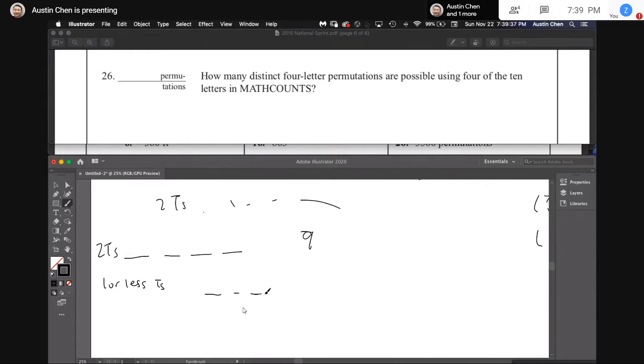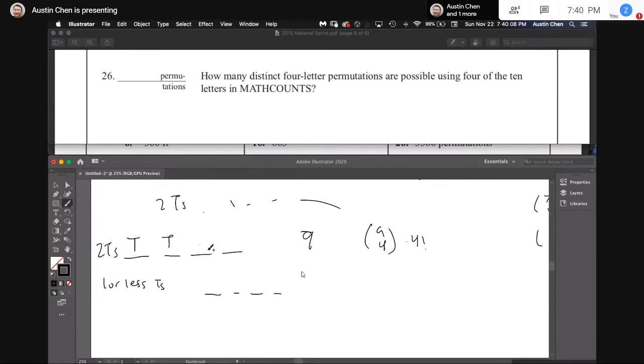Then it's just going to be 9 choose 4 to choose the 4 letters out of the 9 that you're going to use, and then you can order them in 4 factorial ways, right? So multiply that by 4 factorial. And then for this one, we're going to have to use the 2 T's. So let's put them in here.